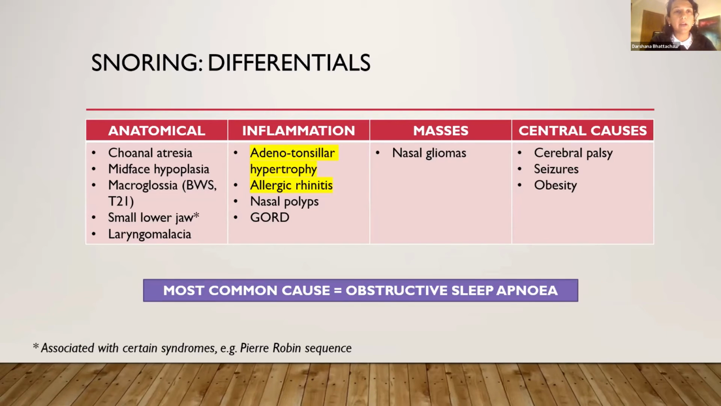Obviously, think about any anatomical problems, or if the child in front of you looks dysmorphic, then they might have a syndrome associated with a small lower jaw or a large tongue, like Pierre-Robin sequence. And obviously, think of any central causes like cerebral palsy or seizures that might lead to snoring and ineffective breathing at night.